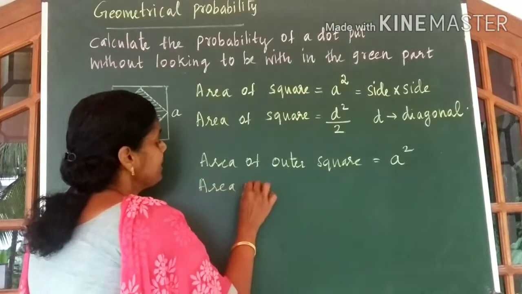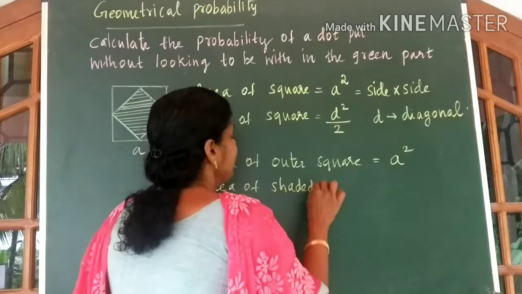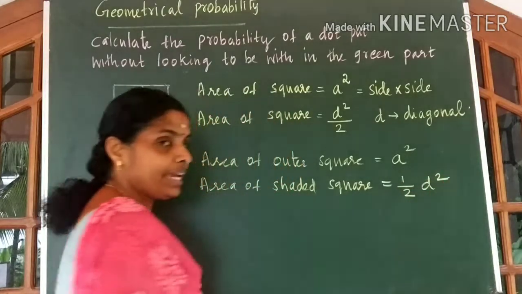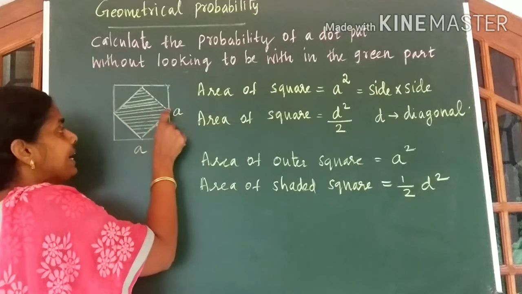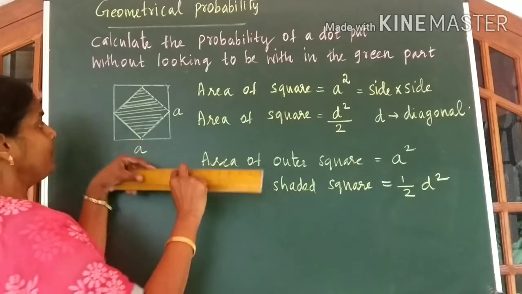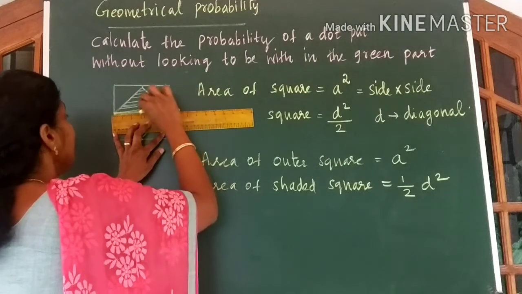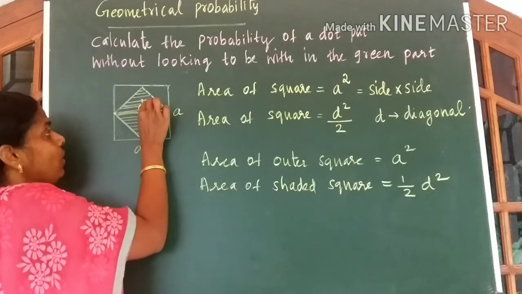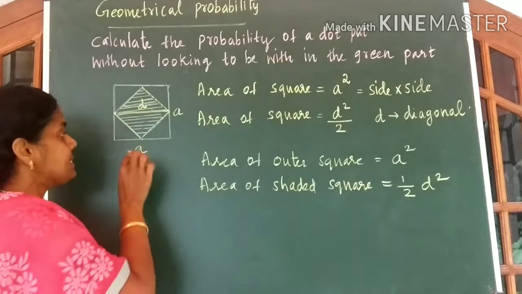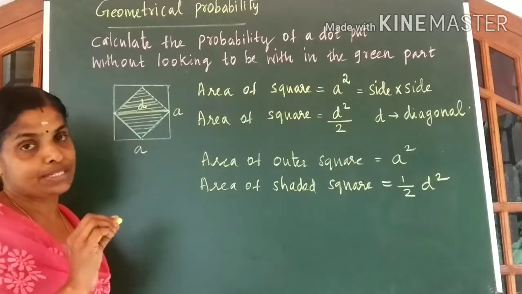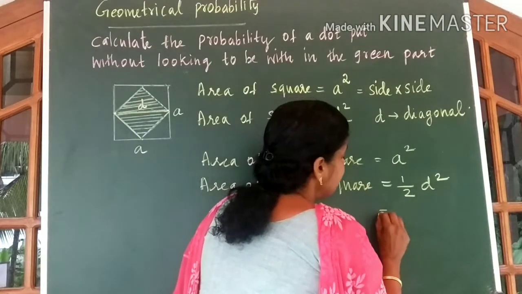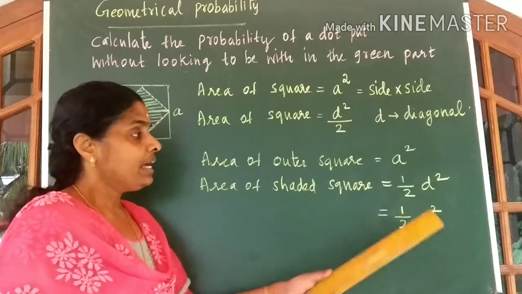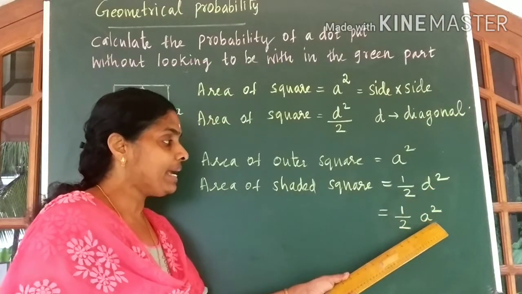Area of shaded square is equal to half d square. Is it clear, children? Now what is the diagonal of the inner square? I will show you. This is the diagonal of the inner square. From the figure, it is clear that diagonal of the inner square is same as the side of the outer square. So, area of the shaded square can be taken as half into a square. That is, replacing diagonal by side.